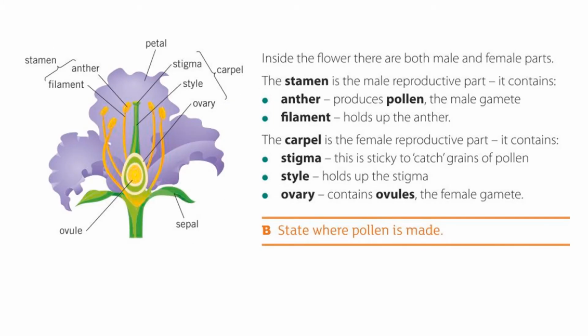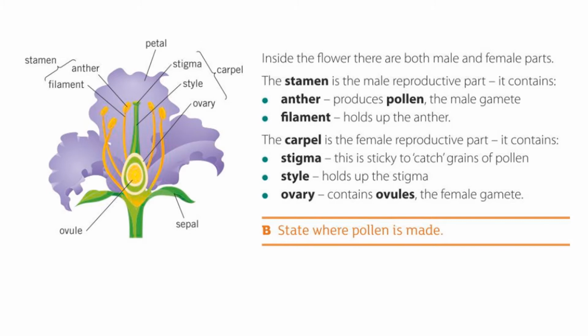So, if we're looking at the flower, I know this diagram is slightly different, but it has exactly the same bits to the flower. So if we start with the stamen. So the stamen is the male reproductive part of a flower. So flowers, unlike humans, they have both male and female sexual reproductive organs. So on a flower, the male parts of the reproductive system are called the stamen. Okay, and it's got 2 parts to it.